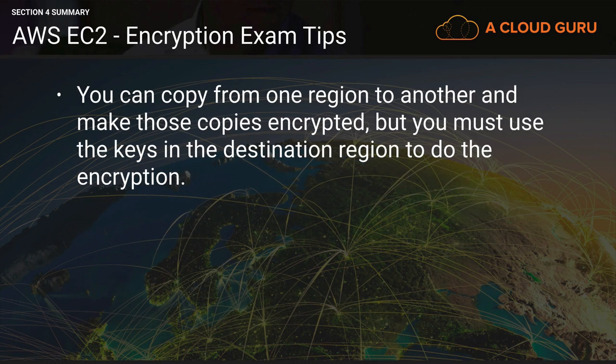And we could copy from one region to another, and we can make those copies encrypted, but we have to use the keys in the destination region to do the encryption. So if I'm in Ireland and I want to copy it over to Northern Virginia, I'm going to have to use the encryption keys in Northern Virginia in order to encrypt it in that new area. And that's a reminder again, IAM is global, but the actual KMS keys are stored in the regions in which your resources are. So your keys are locked to a region. You can't take one key and move it to another region, at least not just yet.